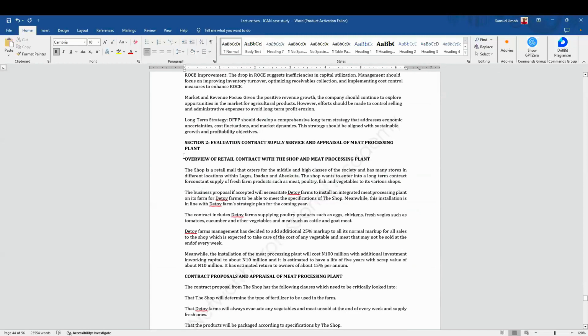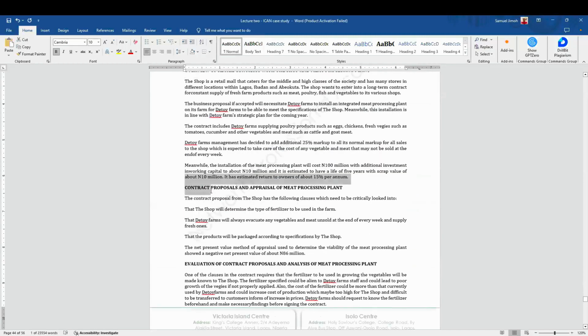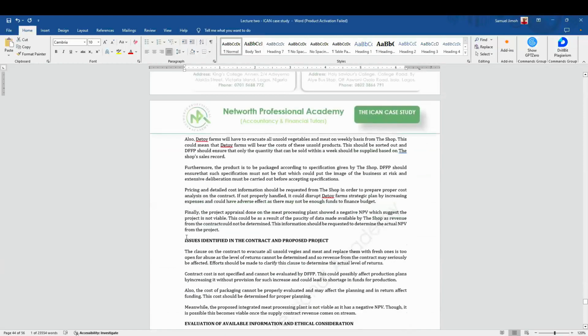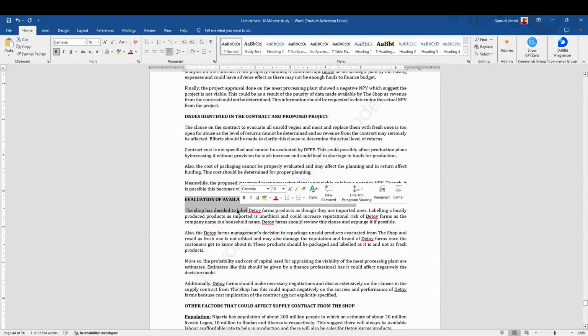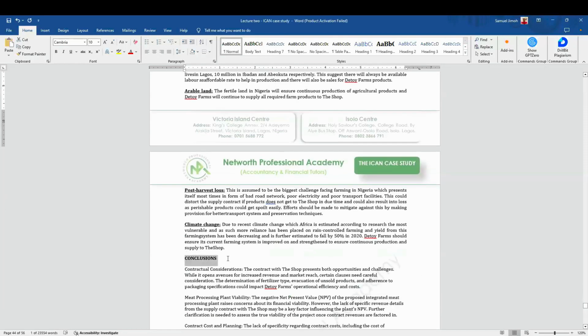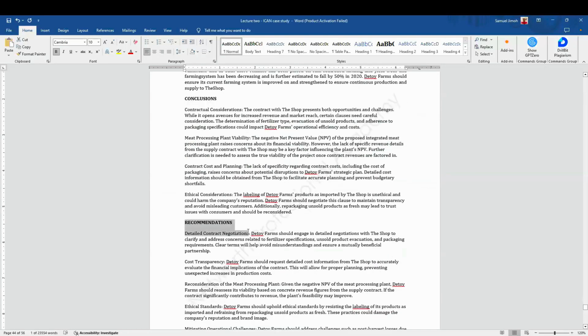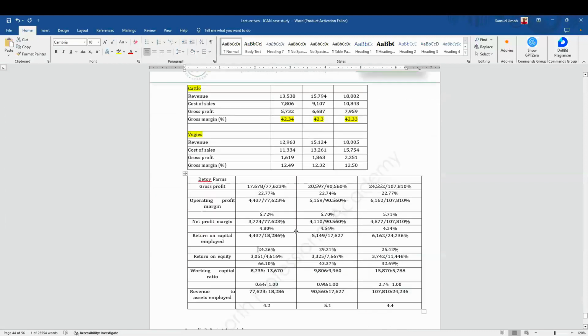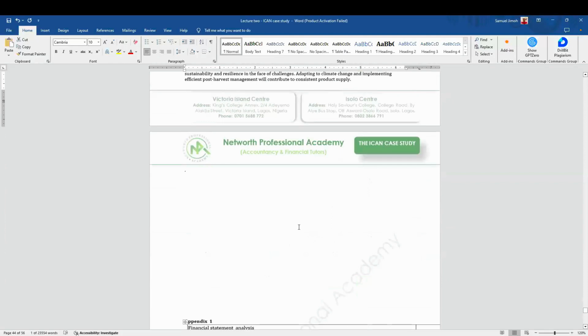Is it complete? 1, 2, 3, 4, 5, 6, conclusion 7, and recommendation 8. That makes your report complete. Then I look at the appendices, right? So once I look at that, the structure is complete.